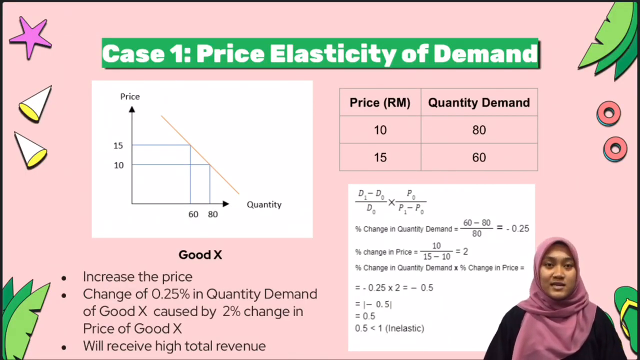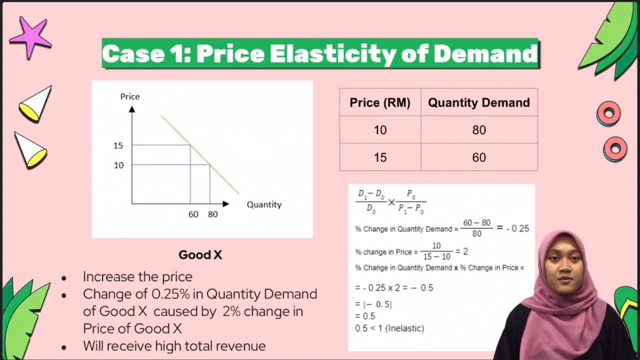Case 1. Price elasticity of demand. So, Mr. Ali wants to maximize the profit of their store. It is given that the first price is 10 ringgit, where the quantity demanded is 80. As the price is increased from 10 ringgit to 50 ringgit, the quantity demanded decreases from 80 to 60. So we are going to determine what type of price elasticity good X is.